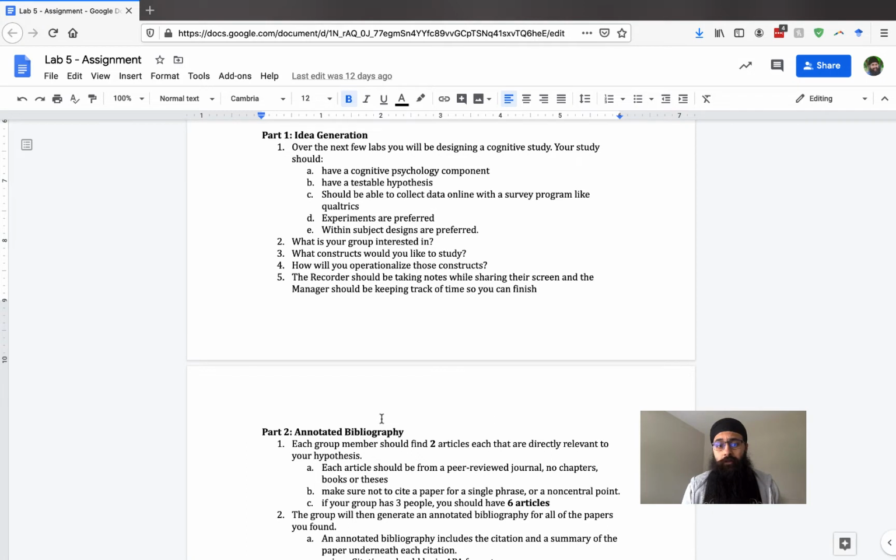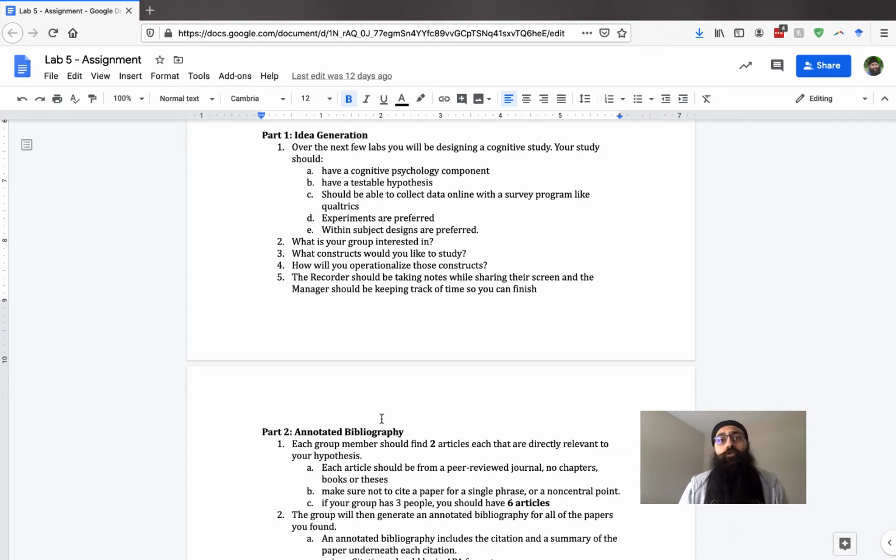Experiments are going to be preferred. We want to push you to do something more than a simple correlational study like you did in research methods. Within subject designs are also preferred. Within subject designs increase power, which gives you a better chance of getting results that are not nulls.